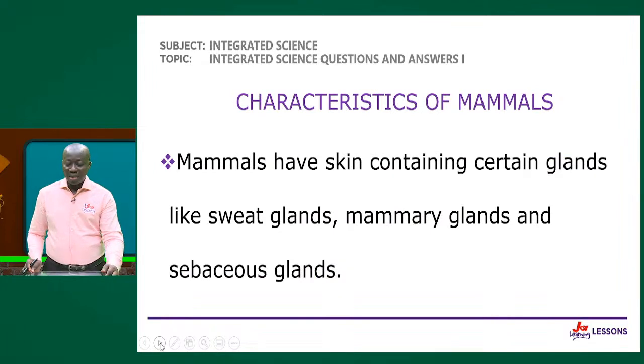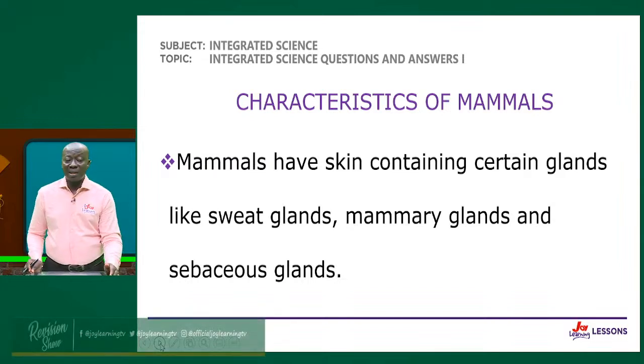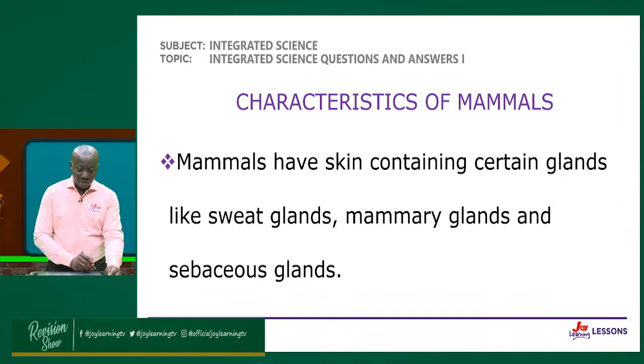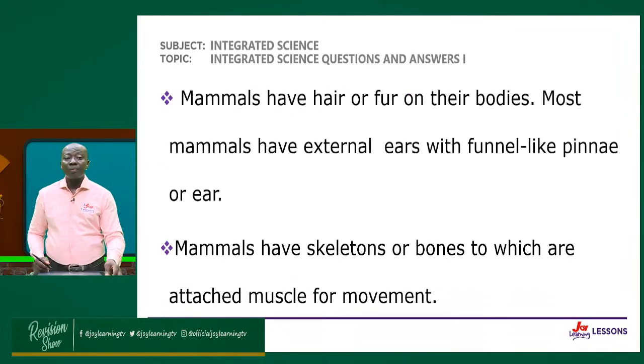So let us look at characteristics of mammals. Mammals, we know they have skin containing certain glands like sweat glands, mammary glands, and sebaceous glands. The sweat glands are in the skin. We also have the mammary glands and the sebaceous glands, which are also embedded in the skin.